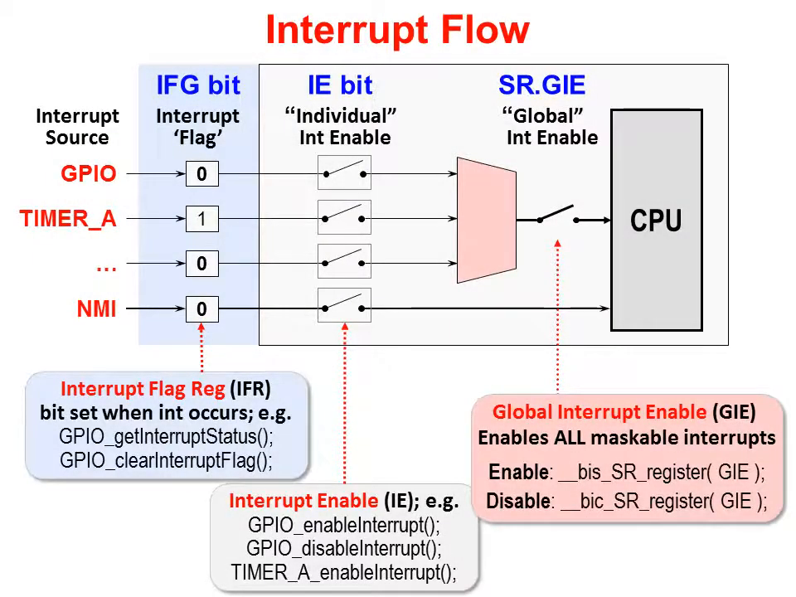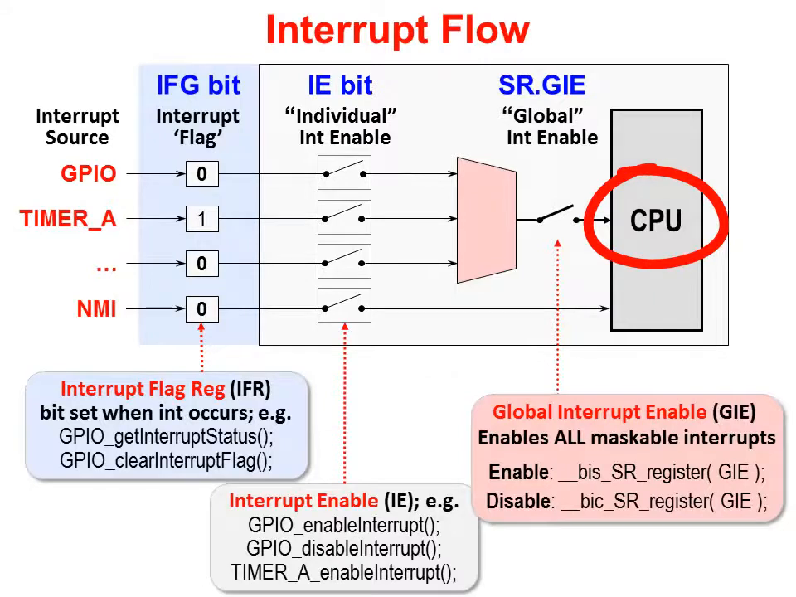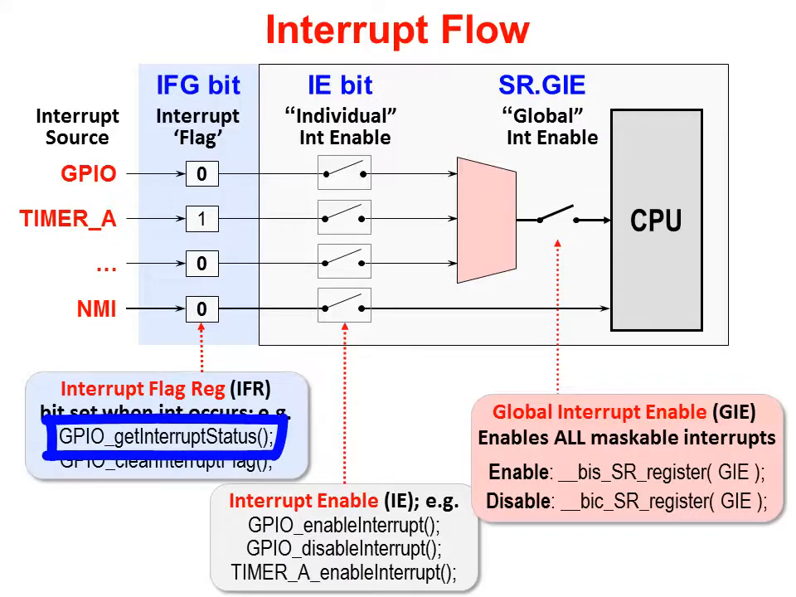In the last slide, we said that interrupts had to be flagged, meaning that they occurred, but they also have to be enabled in order for the CPU to respond to them. So how does the interrupt signal reach the CPU? We just talked about the interrupt flag bit, so let's start over there on the left-hand side of this diagram. When the interrupt source signal is received, its associated interrupt flag bit is set. In fact, driverlib contains some functions that allow us to read most interrupt flag bits. That can be handy in those rare cases where you might need to poll for an interrupt.